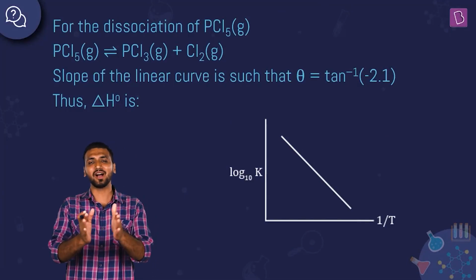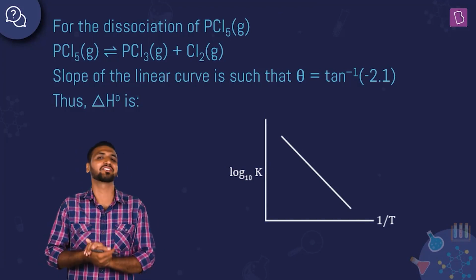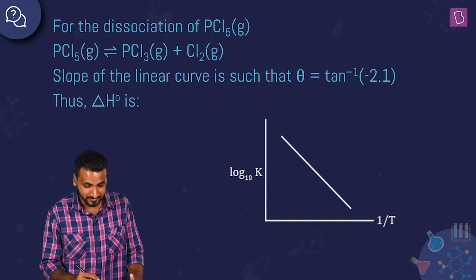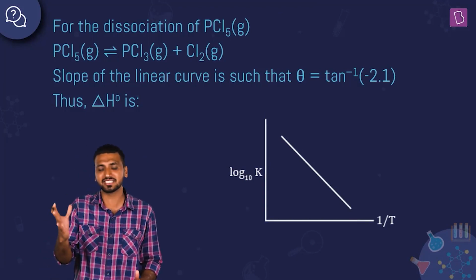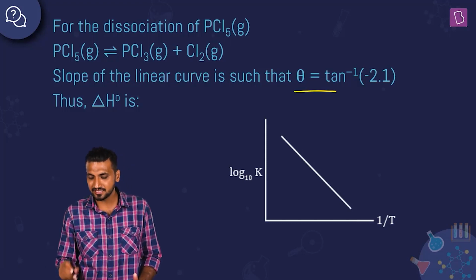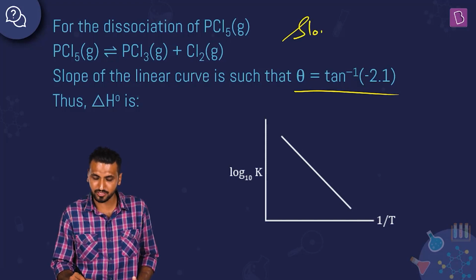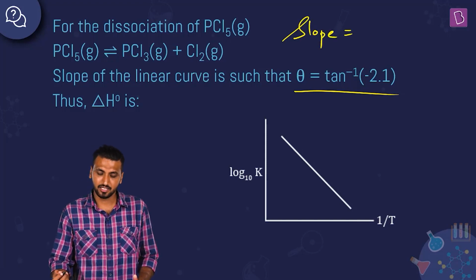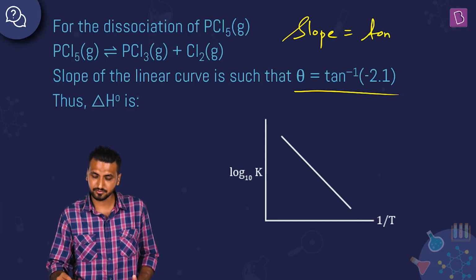Alright, so here we have a wonderful question with a graphical interpretation in it. Let's see how we're going to deal with this question. The question is talking about PCl5 gas that is dissociating into PCl3 and Cl2, and the slope of the linear curve is such that this is the value given. If you remember from your 10th standard, slope of a linear curve is nothing but tan theta, right?